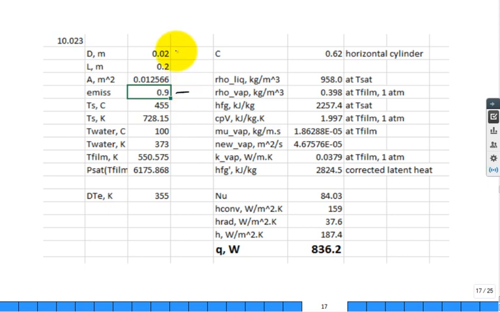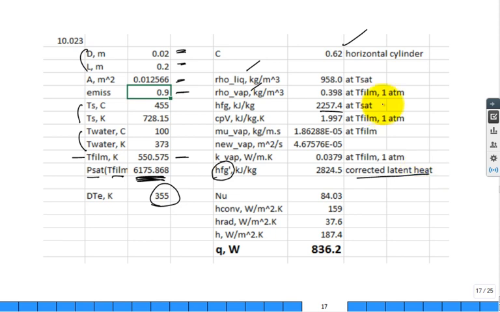So there's the emissivity, the diameter, the length, that's the area using pi D L. The temperature in C of the surface in C and K, water in C and K, film temperature 550. The saturation pressure at the film temperature is enormous. So be careful. Don't just use the steam table. Use the ideal gas, treating water vapor as ideal gas, that type of table. All right, this is our excess temperature, 0.62, density of the liquid, density of the vapor. Notice I emphasize it, that it's at film temperature, 1 atm, about 0.4. h_fg there. Thermal conductivity, watts per meter Kelvin. This is h_fg prime, which is our corrected latent heat. You can see how much it changes.